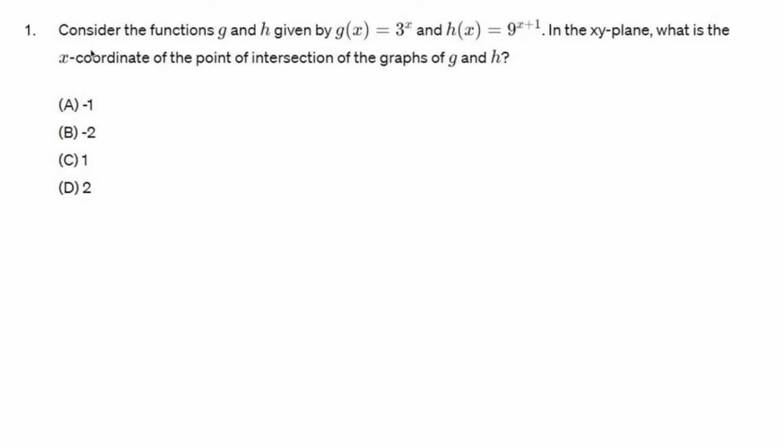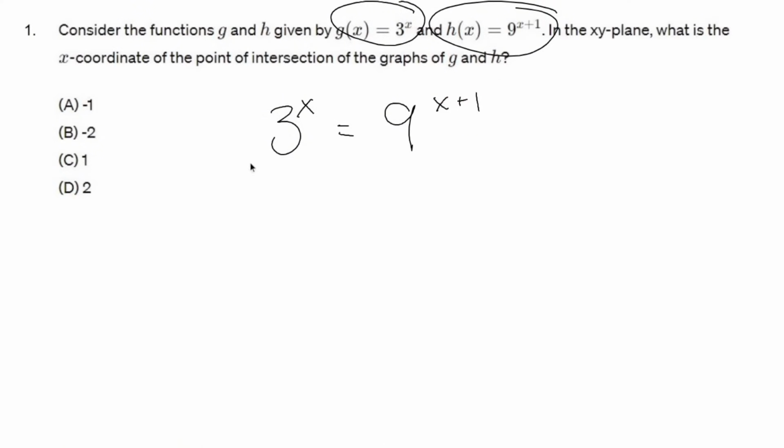So let's get started. Consider the functions g and h given by g of x equals 3 to the x and h of x equals 9 to the x plus 1. In the xy plane, what is the x-coordinate of the point of intersection of the graphs of g and h? Well, let's just set these equal to each other because that's what it's asking. So I have 3 to the x equals 9 to the x plus 1.